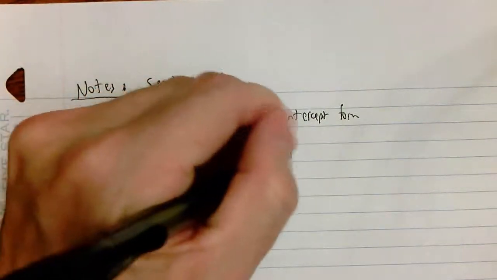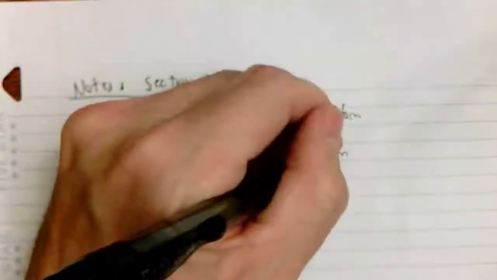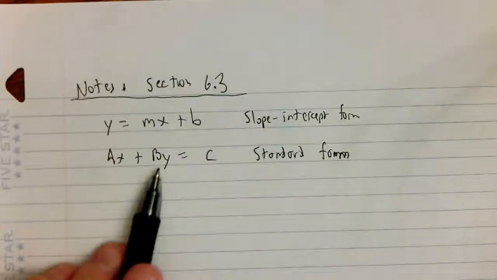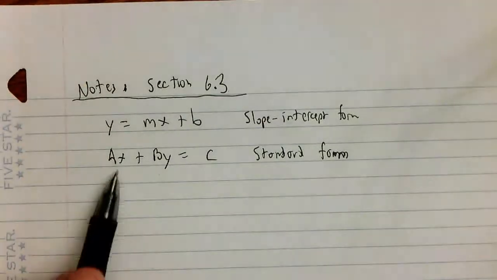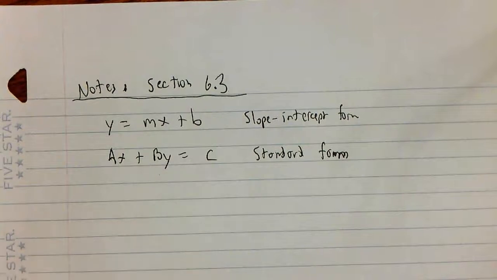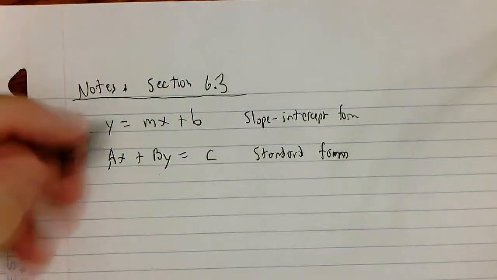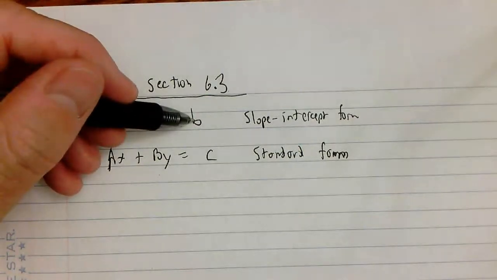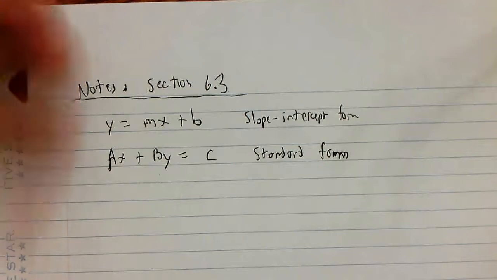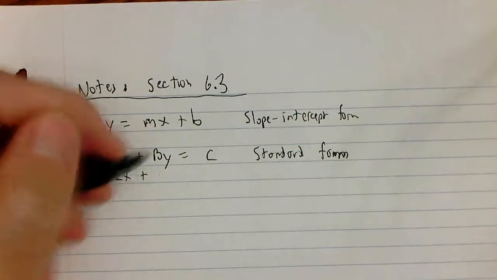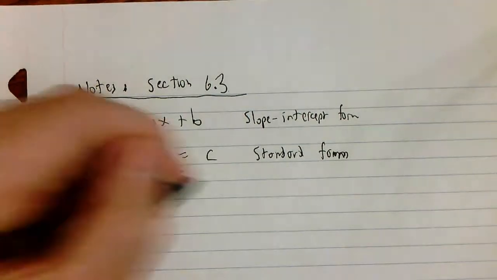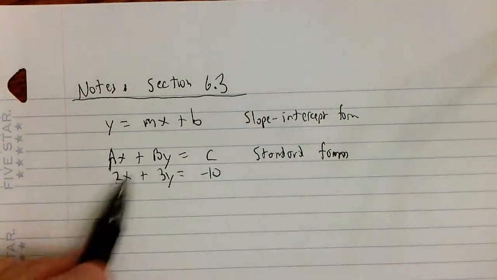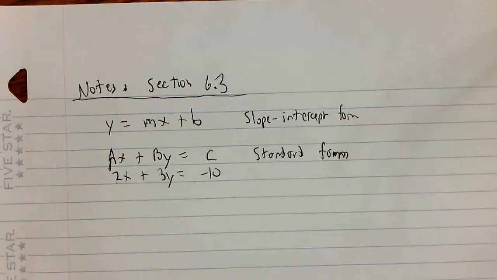This is actually known as standard form. Standard form looks like ax plus by equals c, where you have your x term and your y term equals some number. Unlike slope-intercept form, there's no real meaning, like this is the slope and this is the y-intercept. The a, b, and c don't really have a meaning, other than a is the coefficient of x, b is the coefficient of y, and c is just a number. So in this example, a would be 2, b would be 3, c would be negative 10.